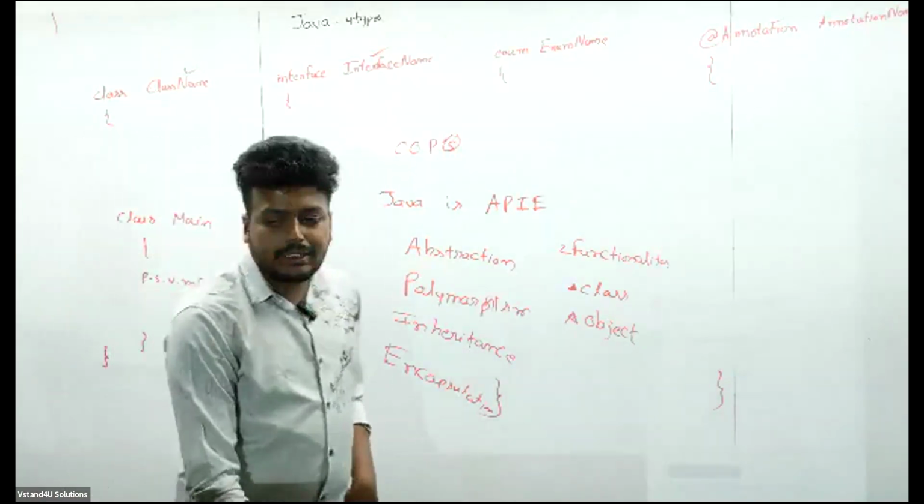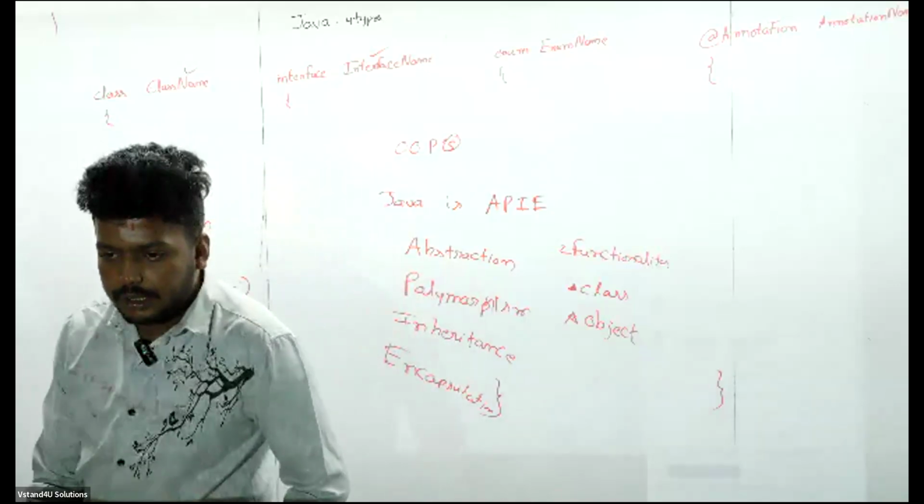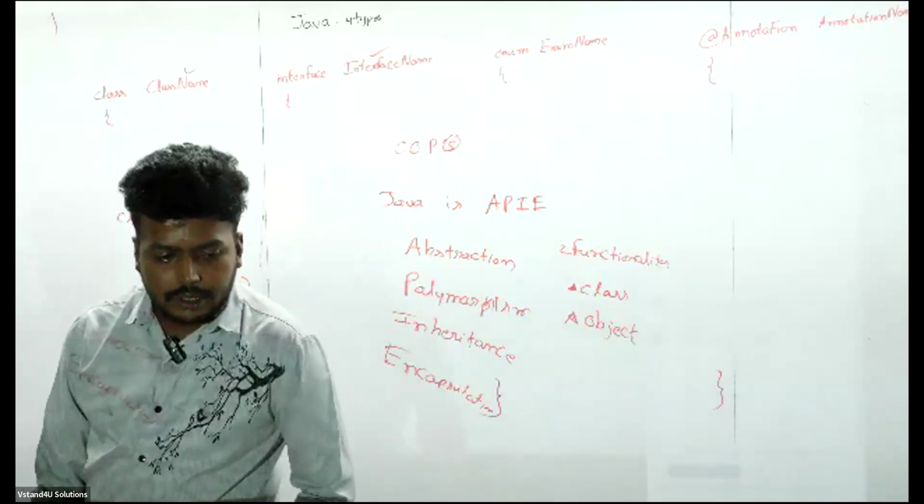Is Java a 100% object oriented programming language? Why?